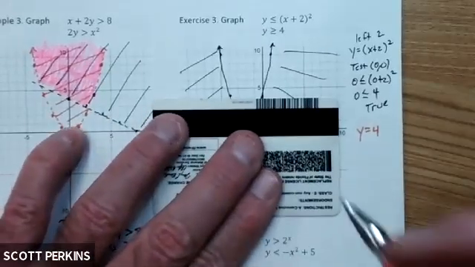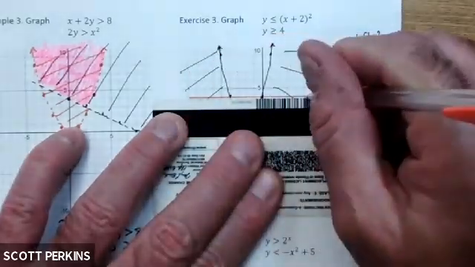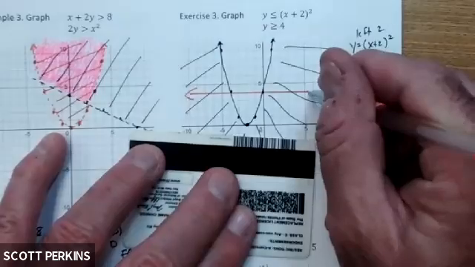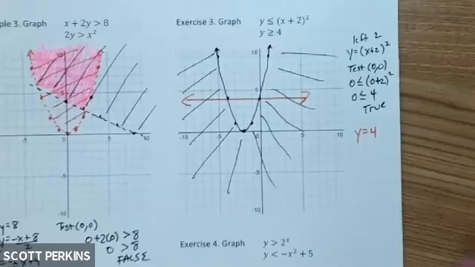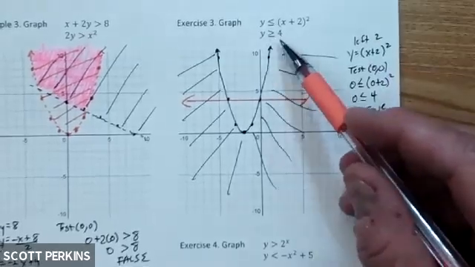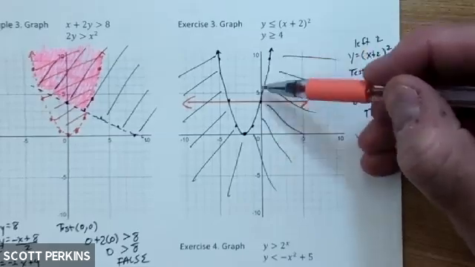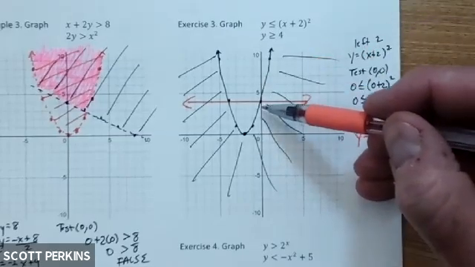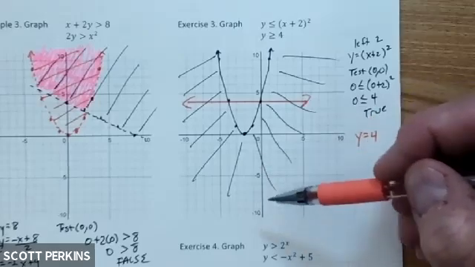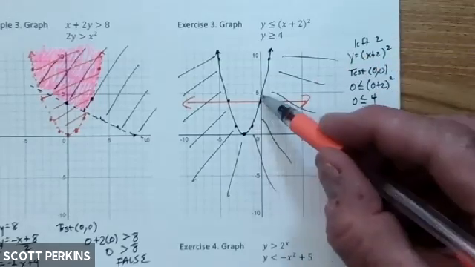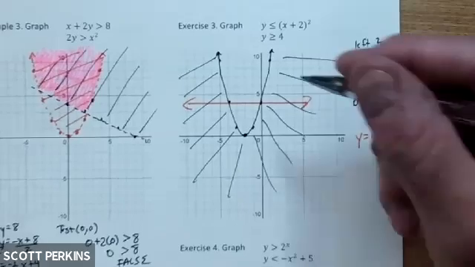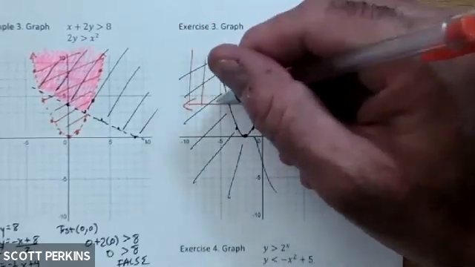So here we go. Here's my nice horizontal line. Now for horizontal and vertical lines, you can pick a test point, but you don't really need to. Where are the y values bigger than 4? Are the y values bigger than 4 above, or below? Above, yes. 5, you can see right there. There's a 5, there's a 10. There you go. So I'm going to shade above.